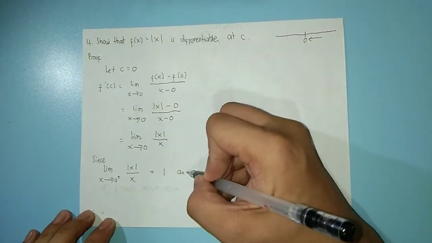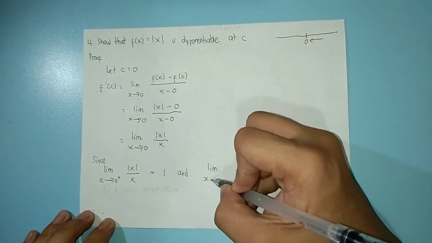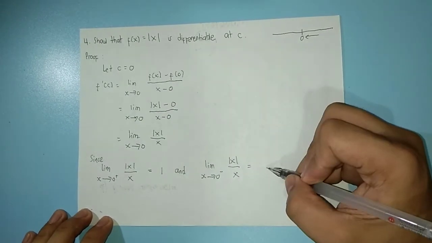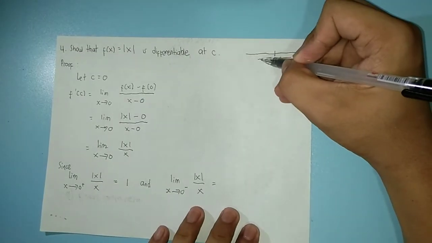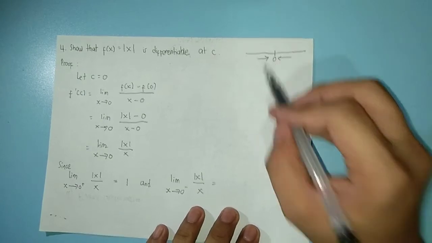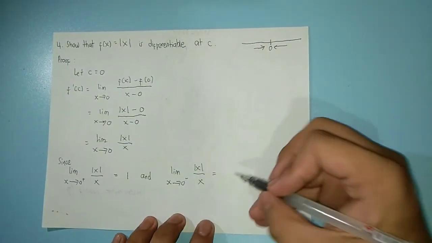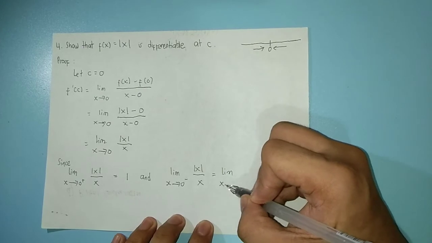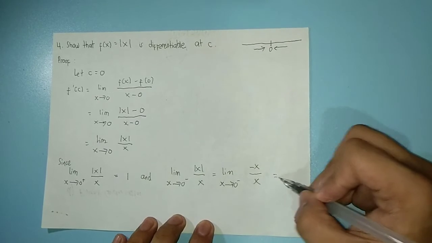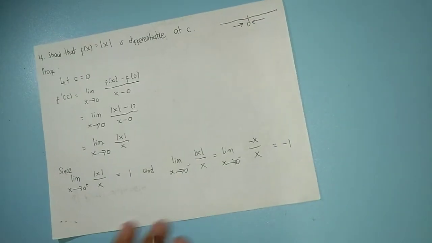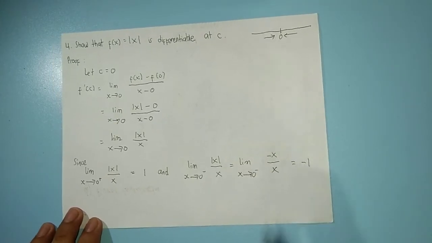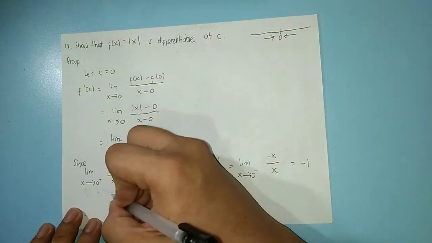Tapos, yung left hand limit naman ng absolute value of x over x ay magiging equal sa, so ito naman left hand limit, o yung mga values ng x dito, negative. So by definition ng absolute value, magiging equal yan sa limit as x approaches 0 from the left ng negative x over x, and that will be equal to negative 1. So yung right hand limit niya, that is 1, tapos yung left hand limit niya, that is negative 1, hindi equal.